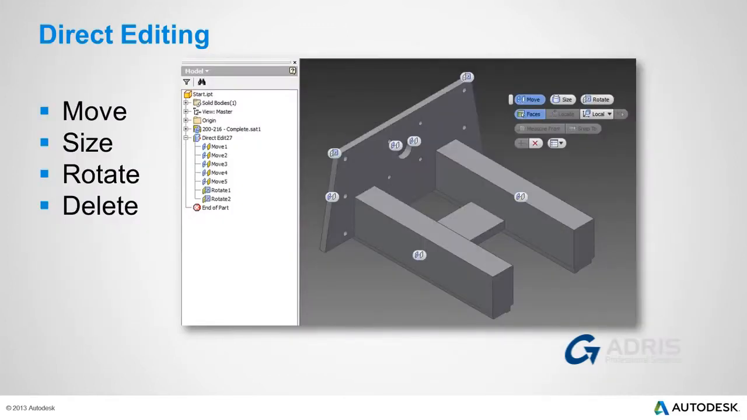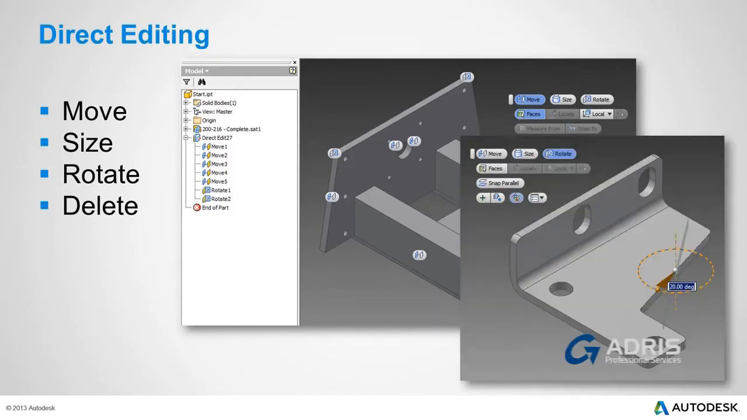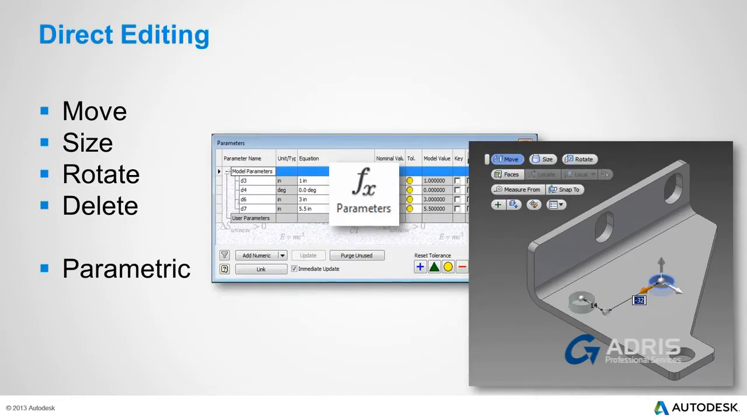The direct editing environment allows for a variety of changes to the geometry itself. As you can see here, faces and groups of faces can be moved, they can be sized, they can also be rotated and obviously deleted. They also, and here's where the real power comes into display, they also tie in directly with the parametric modeling environment.